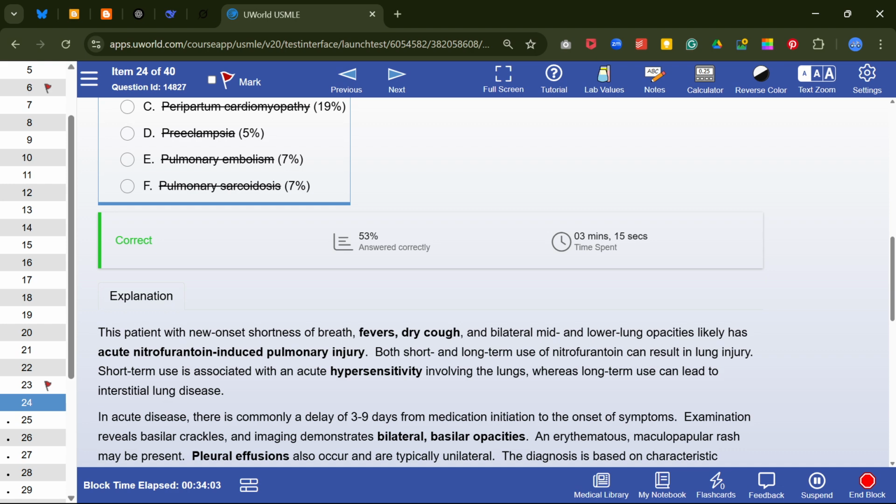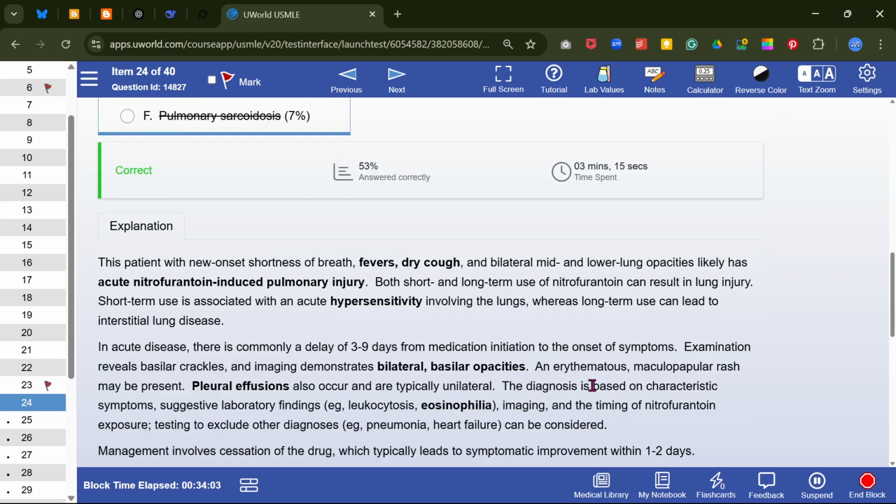In acute disease, there is commonly a delay of 3 to 9 days from medication initiation to the onset of symptoms. Examination reveals bilateral crackles. Imaging demonstrates bilateral basilar opacities, and an erythematous maculopapular rash may be present. Pleural effusion can occur unilaterally.